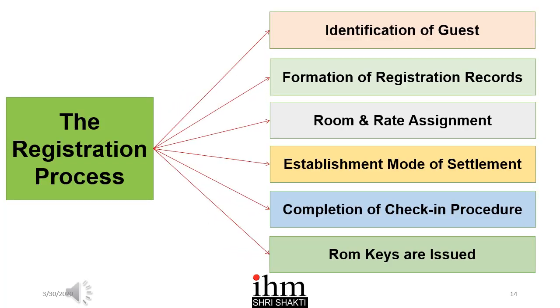The registration process involves the following steps: identification of guest, formation of registration records, room and rate assignment, establishment of mode of payment and settlement of bills, completion of check-in procedure, and issuing the guest room keys. And we will look into each step individually.